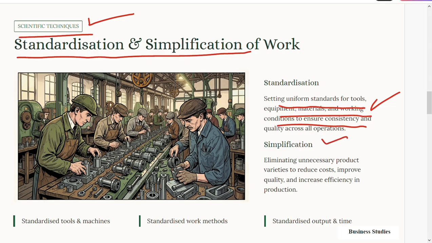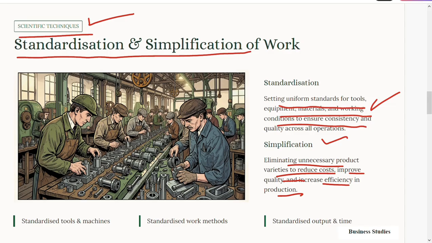Simplification means we should eliminate unnecessary product varieties to reduce cost, improve quality and increase efficiency in the production. Now, Mr. Taylor is a very strong supporter of increasing productivity, and he doesn't mind reducing the different kinds of products. Let's say we are manufacturing 10 products. He says rather than producing 10 products, produce only 7 products, but the cost should be less and the quality should be greater compared to the competitors, right?